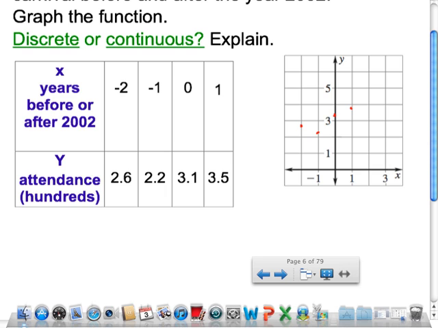And so the question is, is this discrete or continuous? Clearly, I think it's pretty obvious this is discrete. They are 4 separate points and therefore are not continuous.